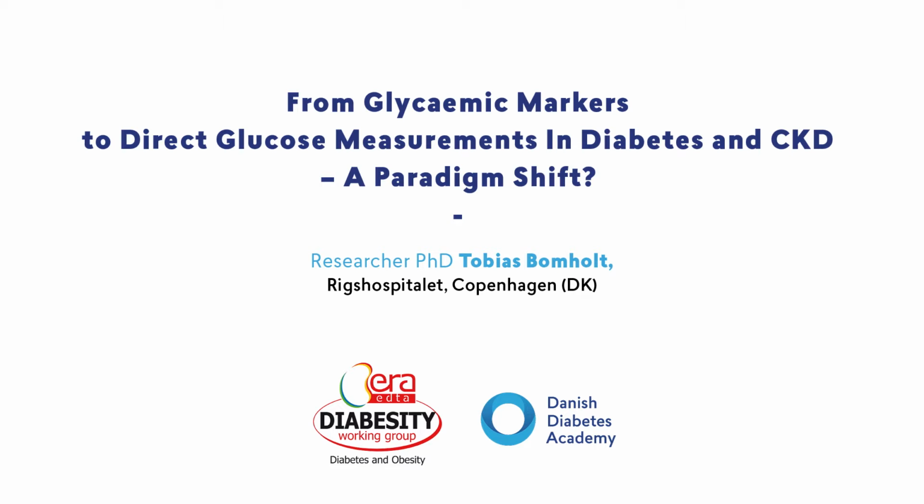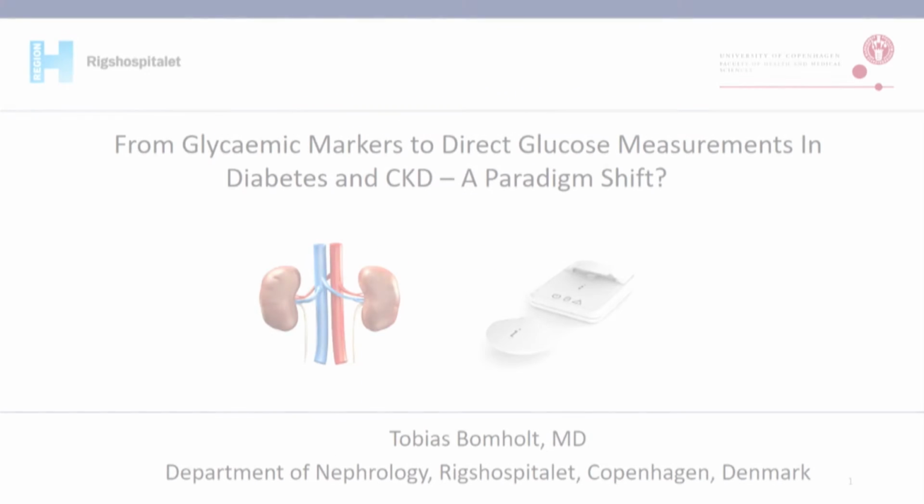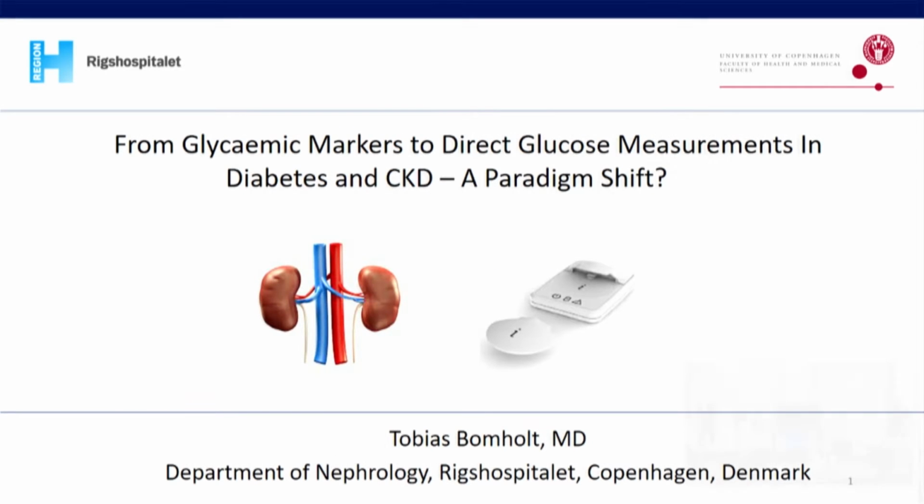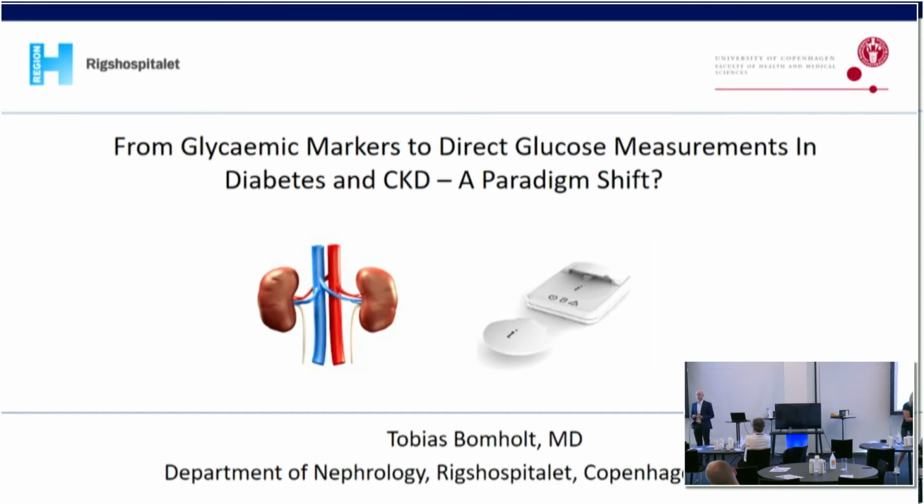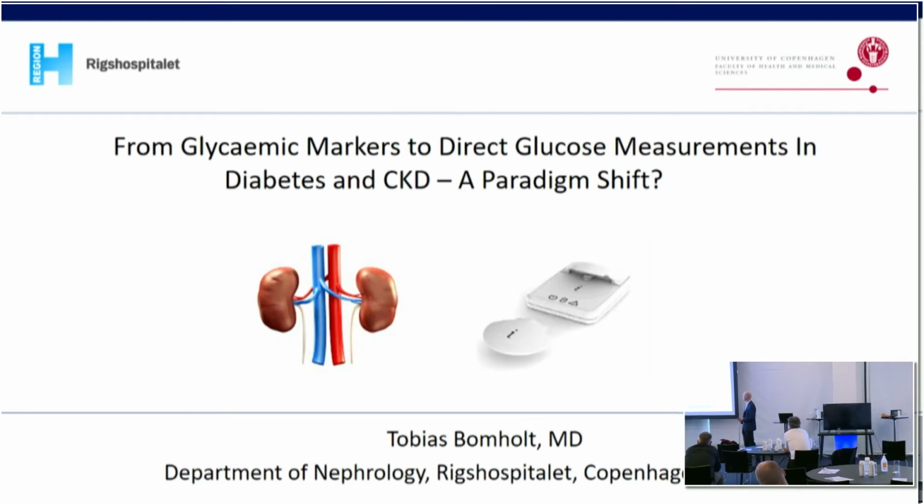And the question I want to try and answer today is, should we move from glycemic markers to direct measurements of glucose, which practically means should we move from HbA1c to using continuous glucose monitoring? And the reason why that is important is because we think that HbA1c is unreliable in the CKD population, which I'll show you some data on in a minute.